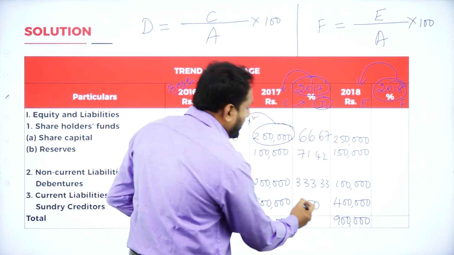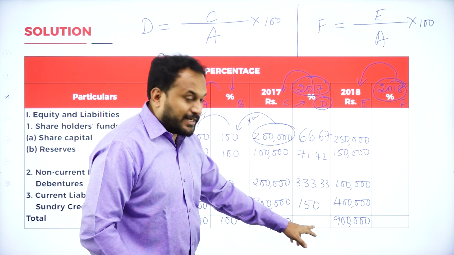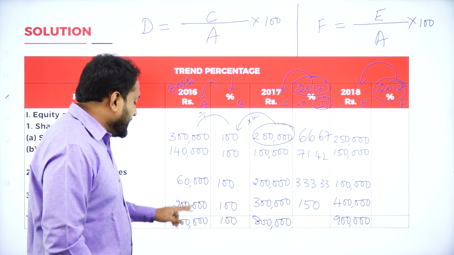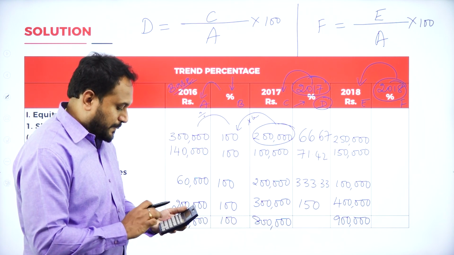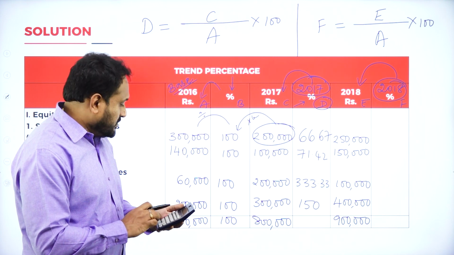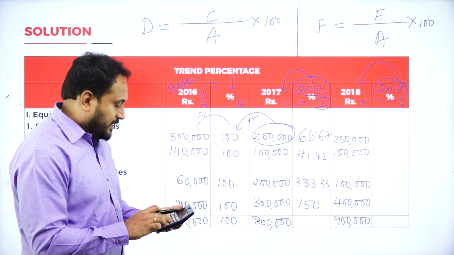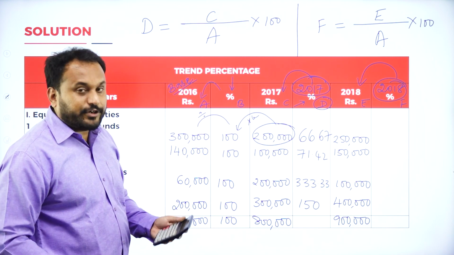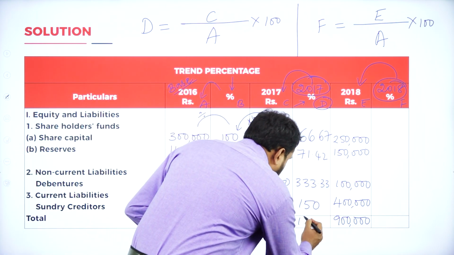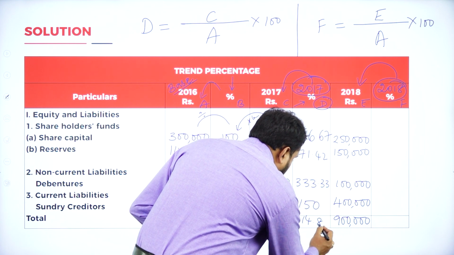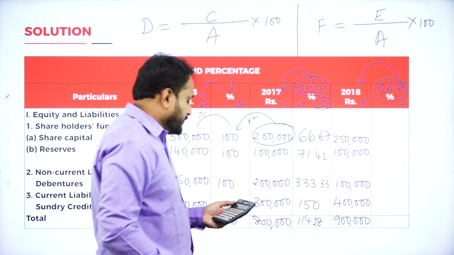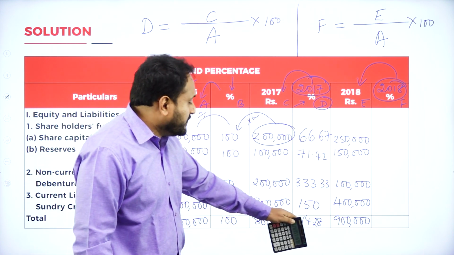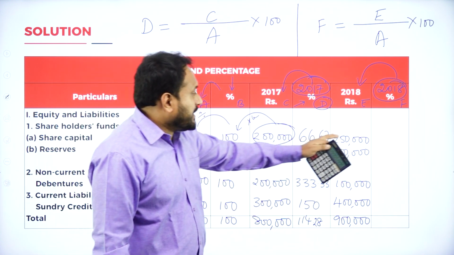Now don't calculate the total. For this, what is that you should do? The same way. 8,00,000 into 100 divided by 7,00,000. It is 114.285. So we'll round it off. 114.28. Done. Next, coming here, F.